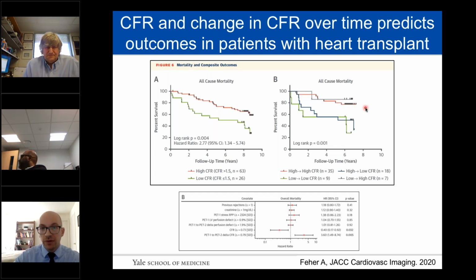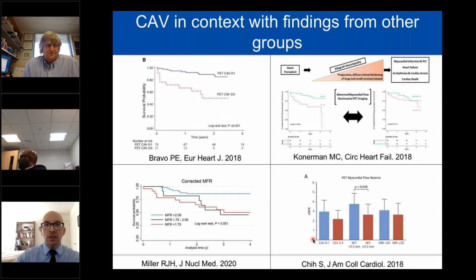And we also did multivariate analysis to identify predictors of mortality, and PET coronary flow reserve and also the delta flow reserve, so the change in flow reserve over time, were both independent predictors of mortality.